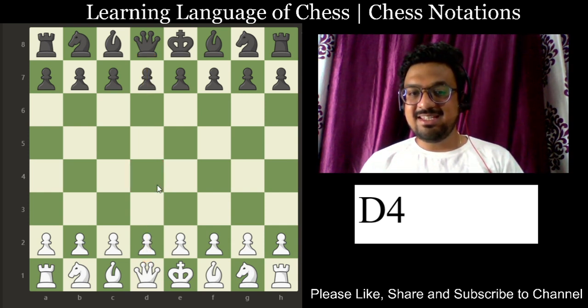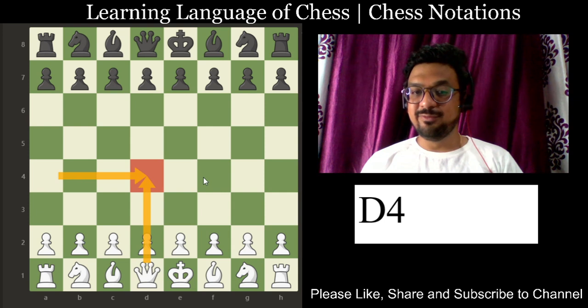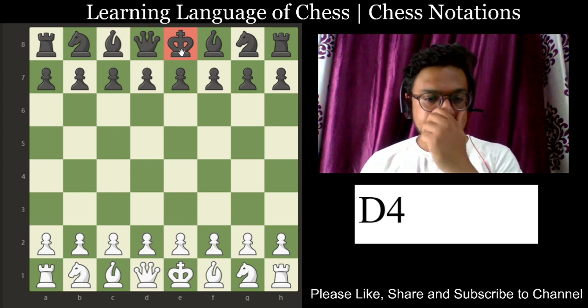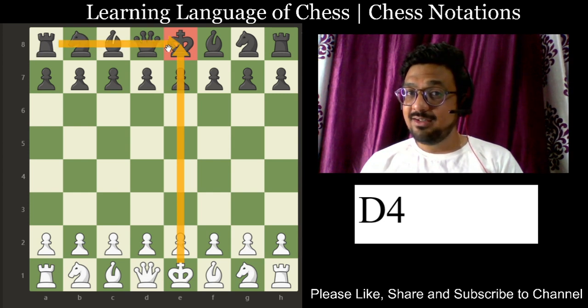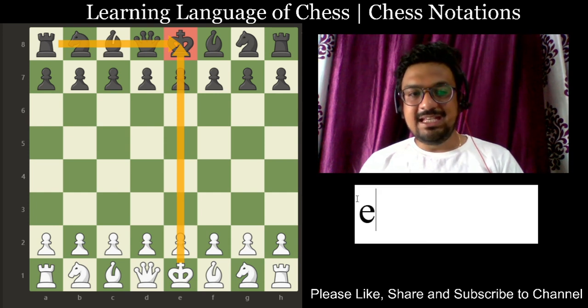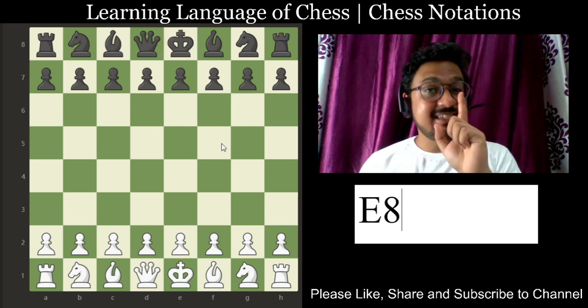So this square has a name: the file name first, followed by the rank name. So D4. Let's take an example where the black king is sitting. What is that particular square's name? Can you do it with me? Let's do it. What is the name of the file? Yes. And what is the name of the rank? Very good. So it is E8.